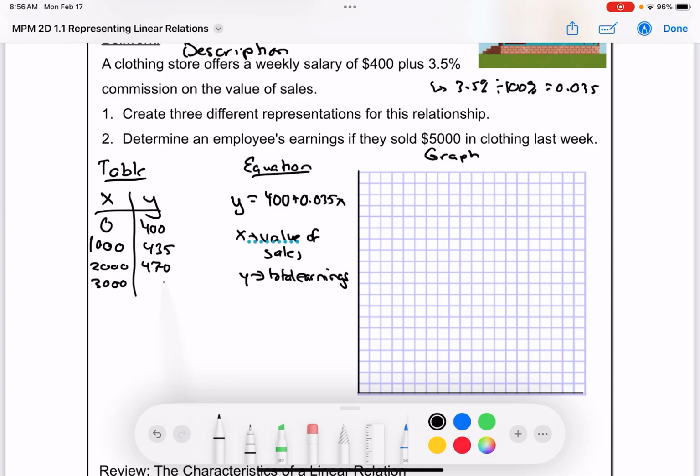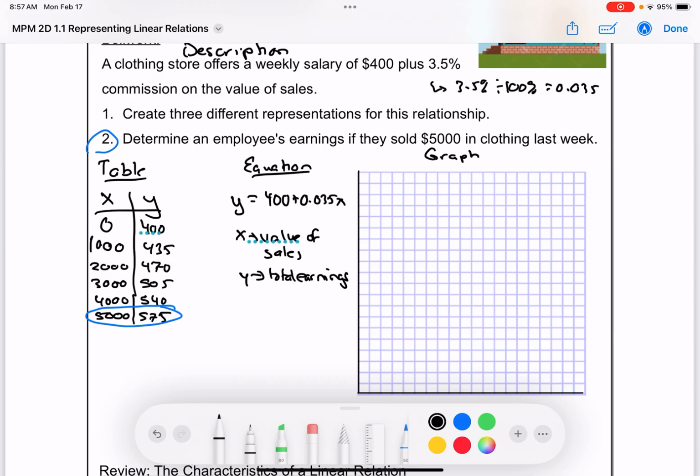So we can actually answer question 2 if we just continue this table. I'm just going to keep adding 35. At 4,000, I'm at 540, and at 5,000, I would be at 575. Okay, and then that actually answers this part of the question for us. So we don't have to necessarily use the equation. You could. Okay, so that was the solution, plus it gives me a table and an equation.